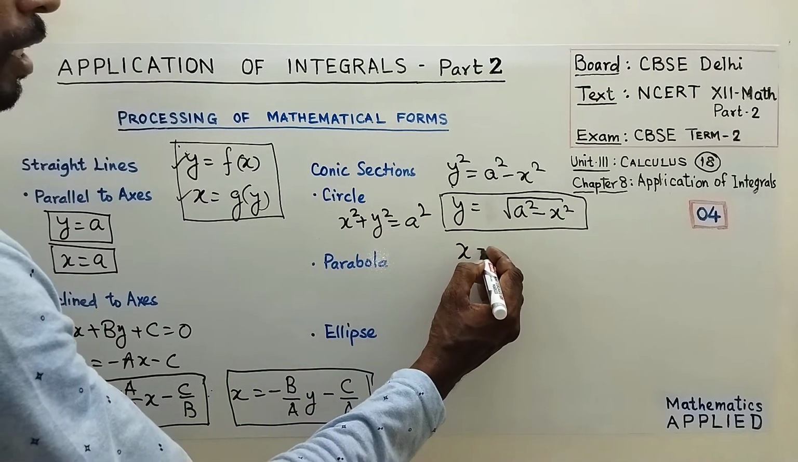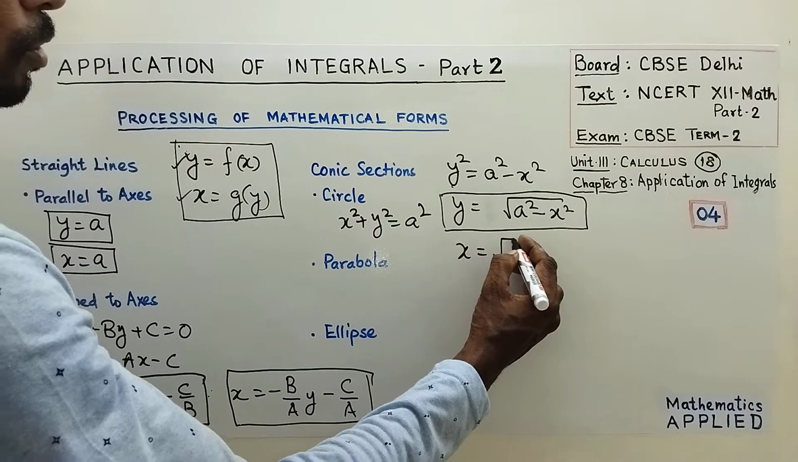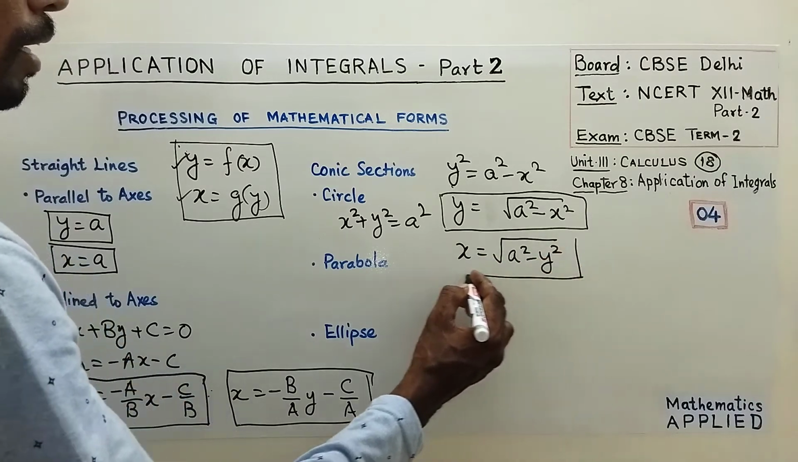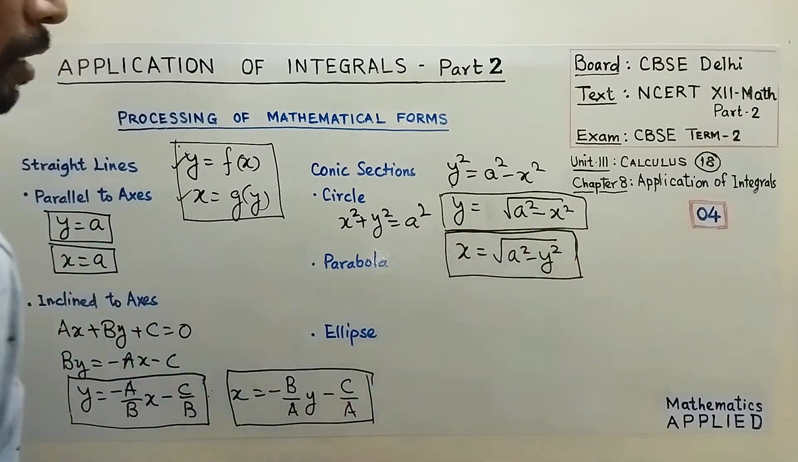And then similarly, x equals root over a square minus y square. This is again our final product for circles.